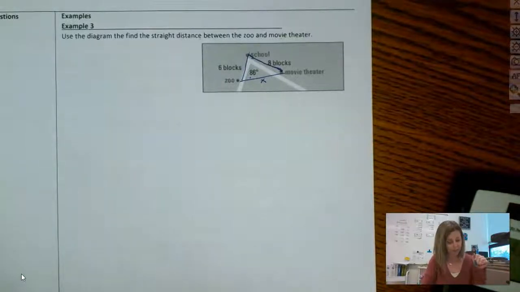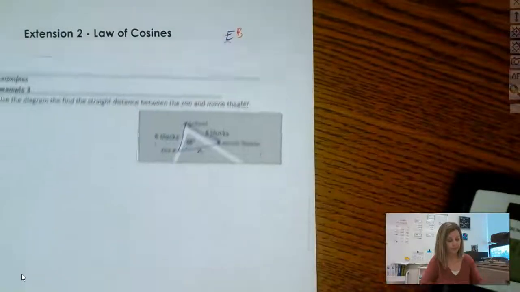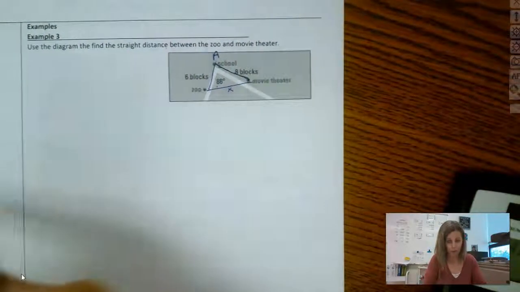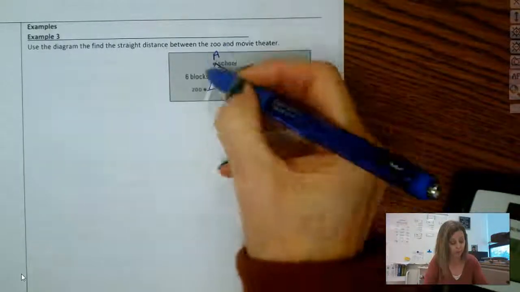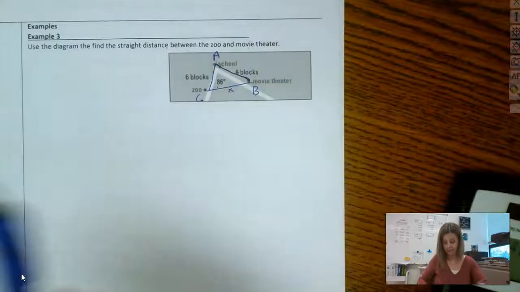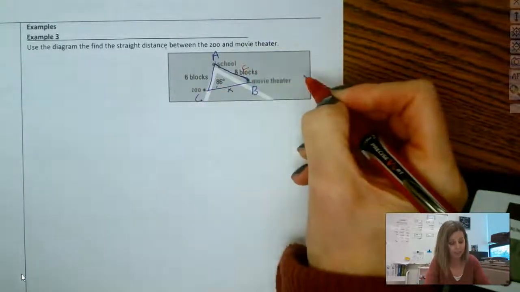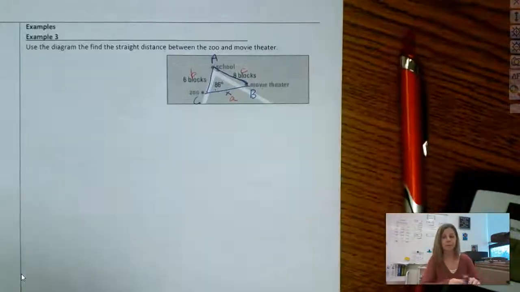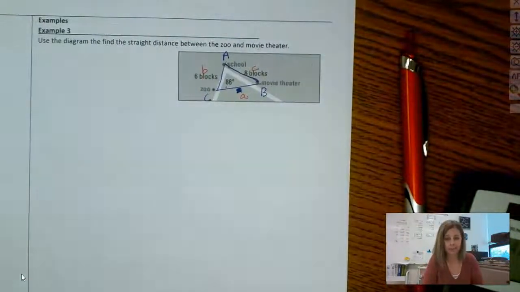But here's what I would recommend. There's no letters on here. So let's actually do what I mentioned at the very beginning. Let's go ahead and label it A, B, and C. And it doesn't really matter. If we label it different, our work might be a little different. So I'll go A at school, B at movie theater, and C at zoo. So that means across from C is going to be lowercase c, across from A is lowercase a, and across from B is lowercase b. So now instead of x, I'm going to cross that out, we're solving for lowercase a.